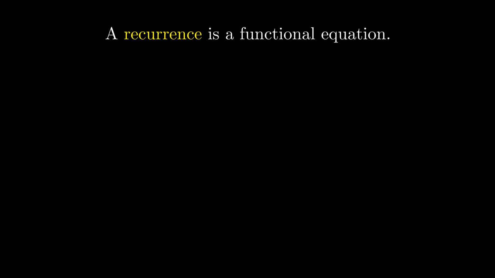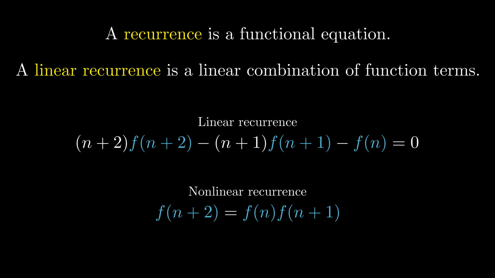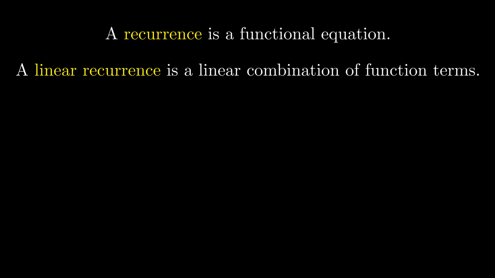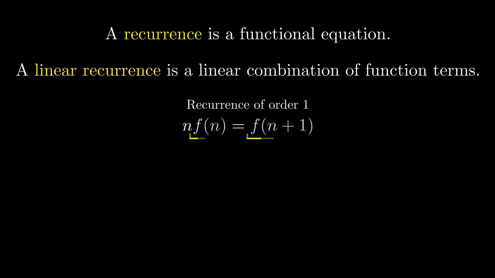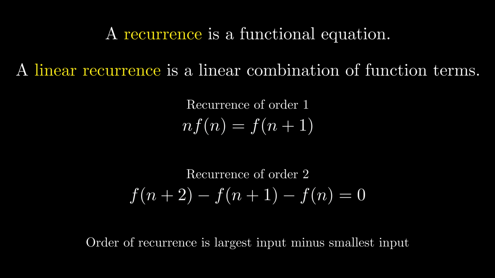Another quick note about the terminology. In general, a recurrence refers to a functional equation, but in this video series, all of our recurrences are linear. While we are here, let's also explain what the order of a linear recurrence is. Suppose we have a recurrence that looks like this. We call this a first-order recurrence, because f of n plus 1 appears in the recurrence. A recurrence like this would be second order, since both f of n and f of n plus 2 exist. Basically, the difference between the smallest and largest inputs of the function gives us the order of the recurrence.